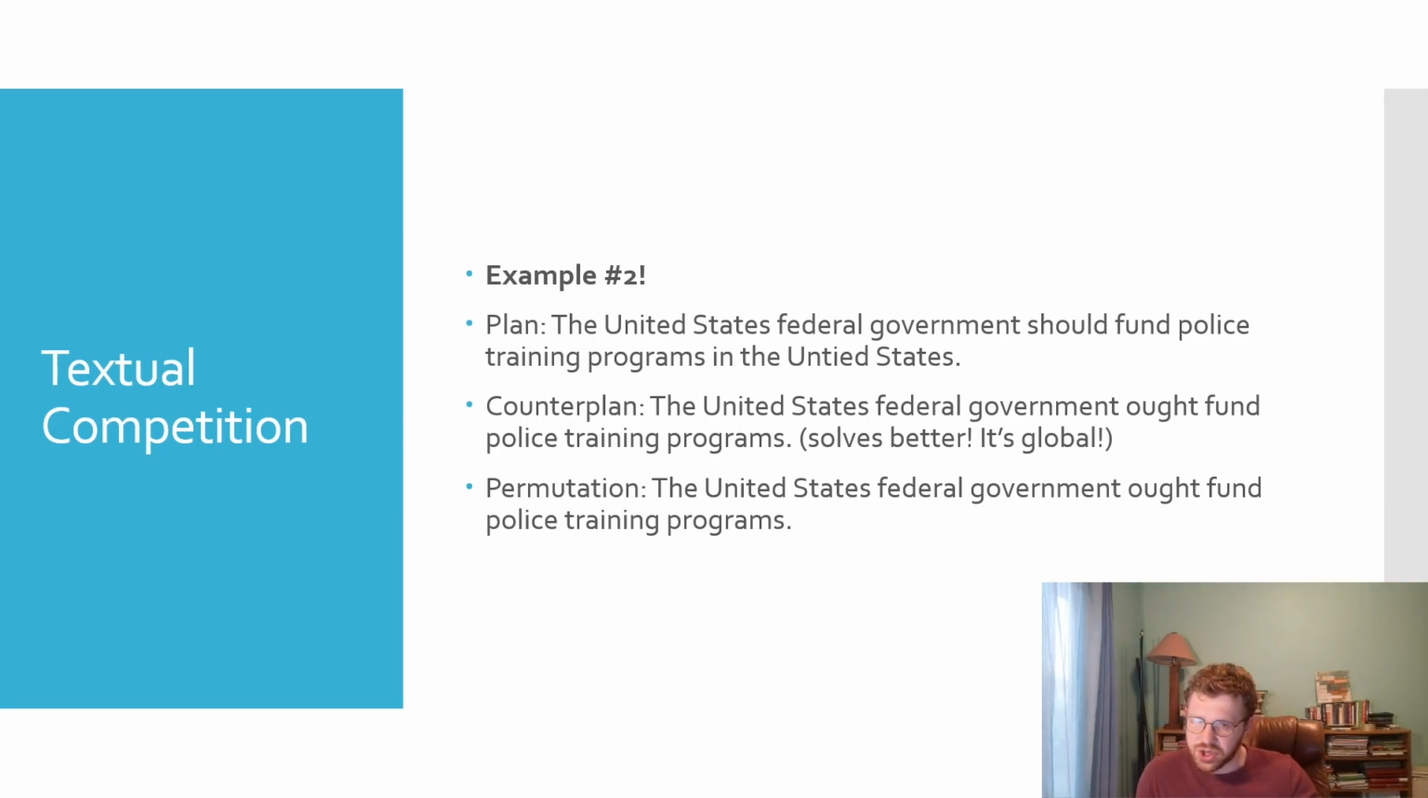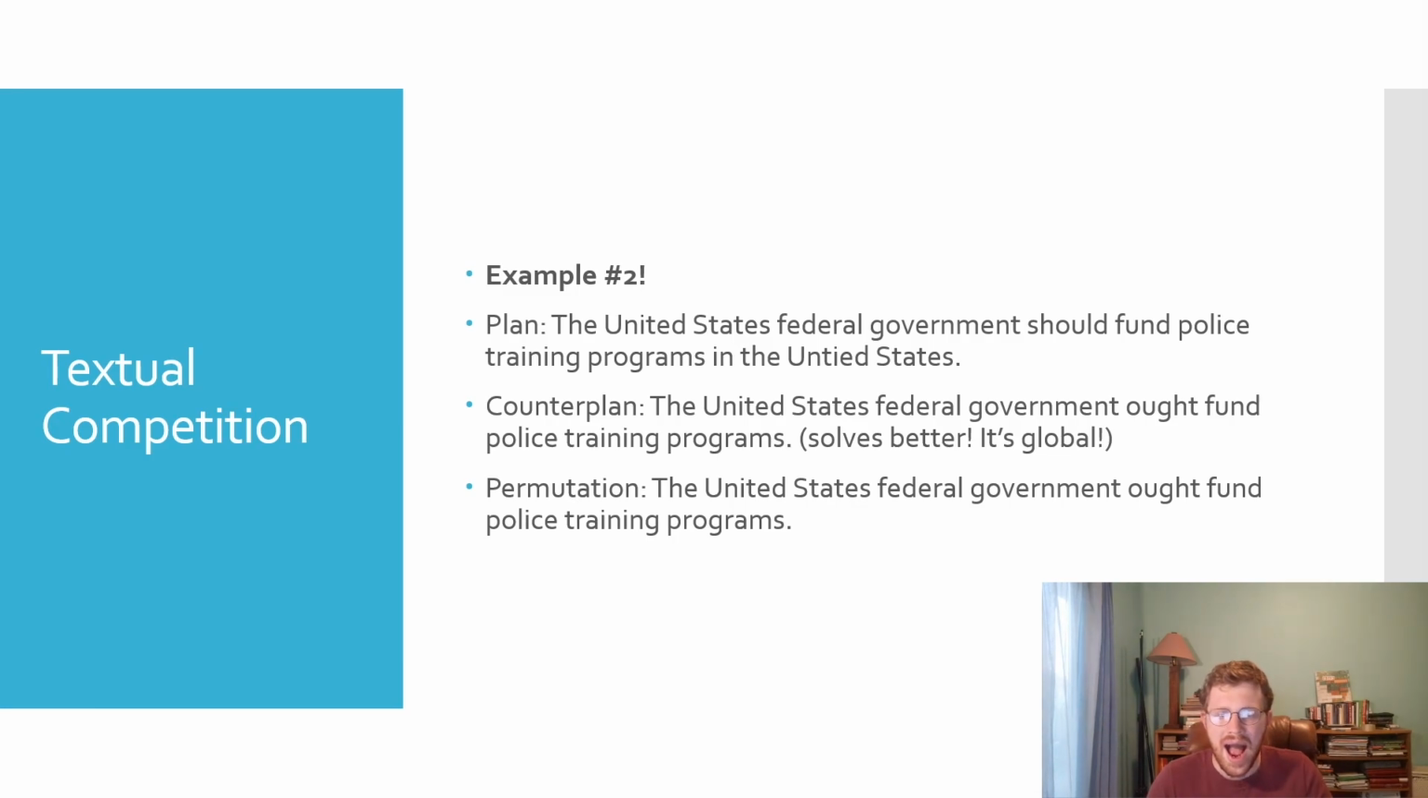Under textual competition, even this is not in the clear. It textually severs since it doesn't include the words "in" and "should," and it only includes the words "the United States" once rather than twice as in the original plan text. And so the second thing is arguably not a reason why the permutation severs, but it definitely severs the words "in" and "should," which are in the plan text, because it replaces "should" with "ought," and the word "in" is just nowhere to be found.